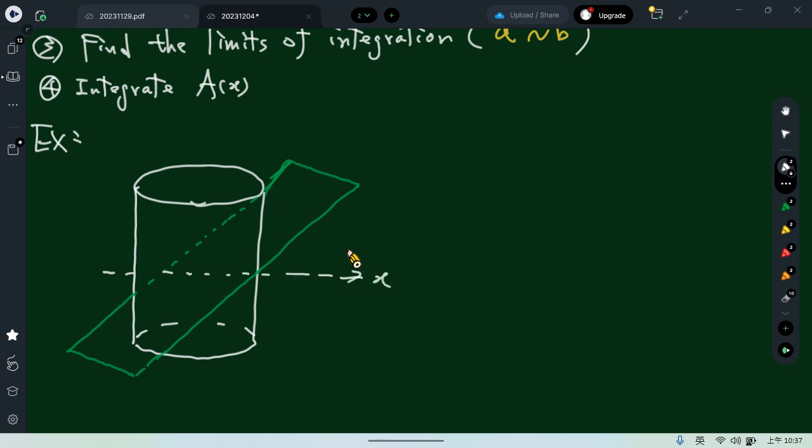If we assume this direction is x, right? And this direction is y. So after we cut it, you can see the intersection will be here.